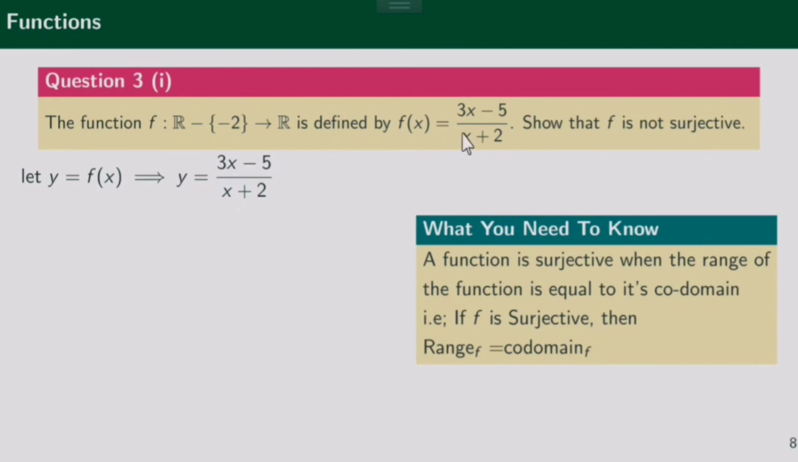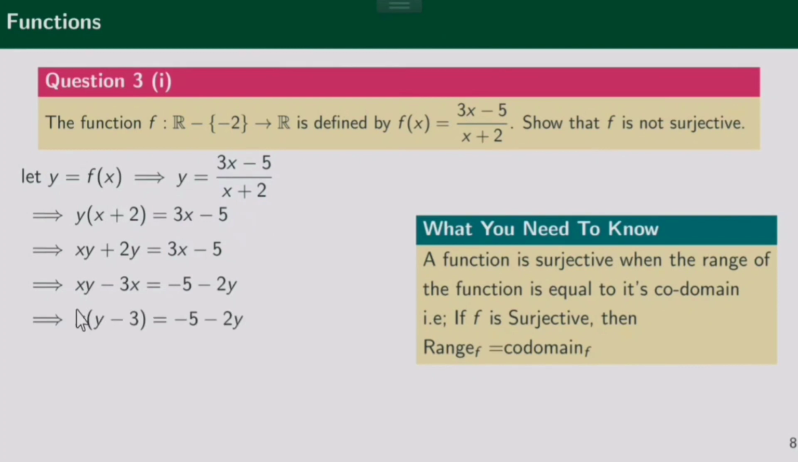Now let me go to the question and let y be f of x. Then I can write y is equal to 3x minus 5 divided by x plus 2. Cross multiplying, I have y times x plus 2 is equal to 3x minus 5. Multiplying out the bracket, I have xy plus 2y is equal to 3x minus 5. Let me make x the subject of this equation. So I'll bring terms in x together. I'll have xy minus 3x on the left hand side, equal to negative 5 minus 2y.